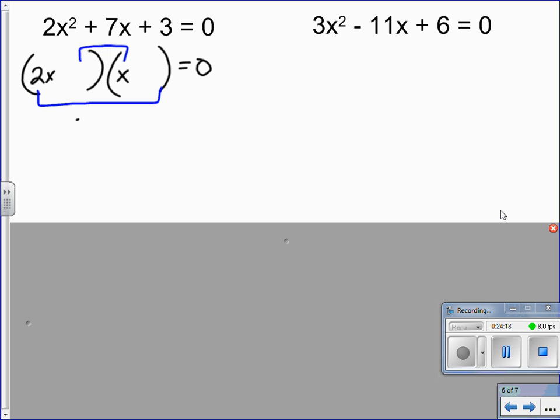No. So don't put 3 first and 1 second, put 1 and 3. Then think about your outside term here, you'll get 6x. Think about your inside term right there, you'll get 1x. Everything's positive, so our factors should be positive.